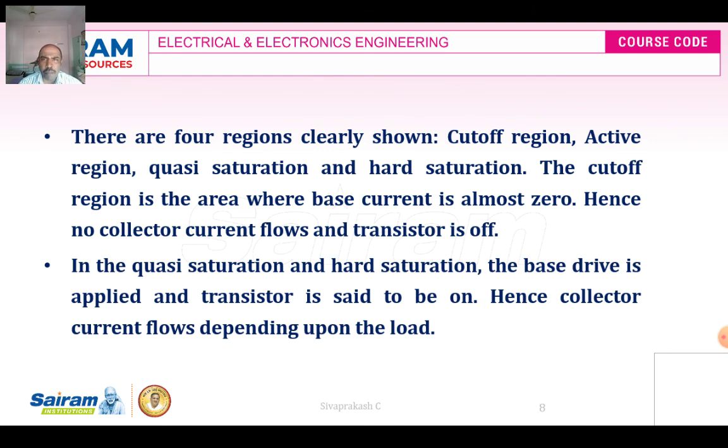See, the power BJT operates in four regions: cutoff, active region, quasi-saturation region and hard saturation. The cutoff region is the area where base current is almost zero, no collector current flows and the transistor is off. The power BJT is a current control device. Unless the current flows to the base, the output current will not flow from the collector to emitter. In the quasi and hard saturation region, the base drive is applied and the transistor is said to be on, hence collector current flows depending upon the load.